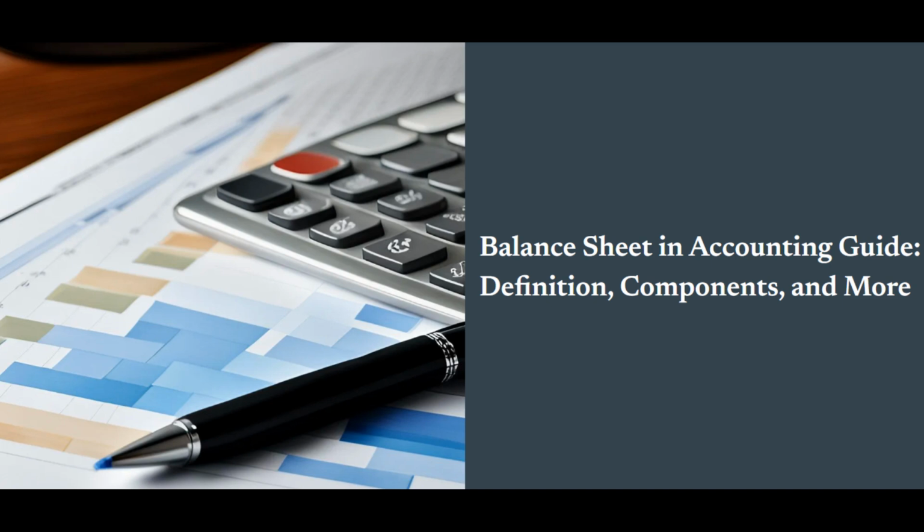Then we have liabilities. These are the debts that a company owes to outside parties. Think of them as the bills that need to be paid. Liabilities are also categorized into current liabilities, which are due within a year, and long-term liabilities, which are due later. It's essential for a company to manage its liabilities effectively because failing to do so can lead to financial trouble.